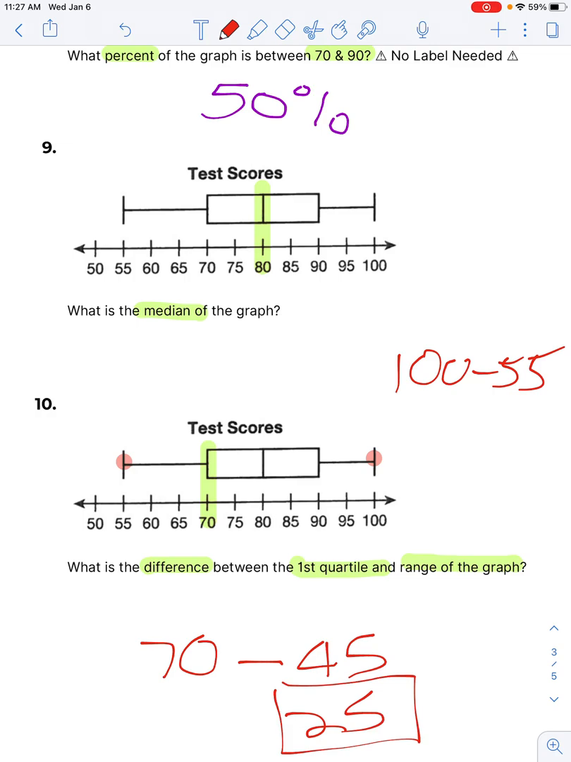So this, ladies and gentlemen, is essentially how you read and translate box and whisker graphs and their breakdown, and all the little ins and outs about them. I hope you found this both helpful and informative.